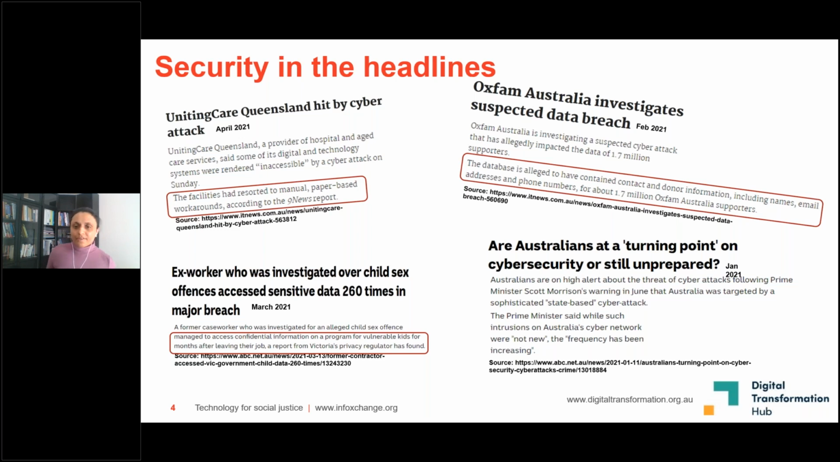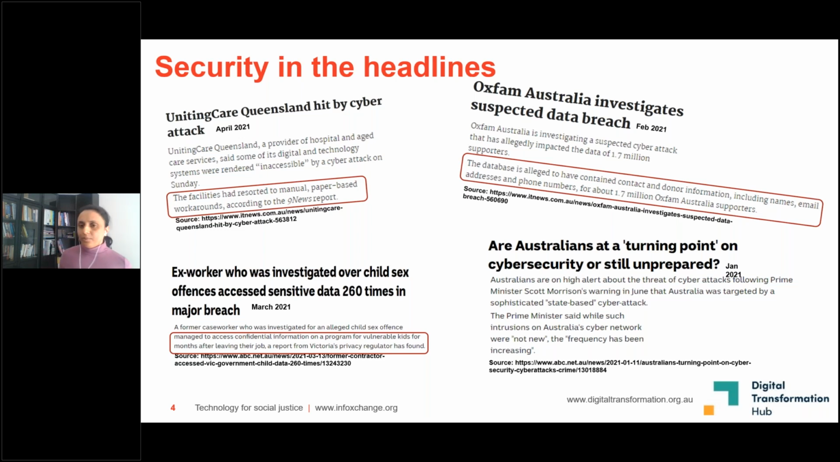On the bottom left, there was an incident involving a caseworker who worked at a community services organisation and had access to an IT system provided by the Department of Health and Human Services. After leaving the position, his access to that system was not revoked, and thereafter he accessed confidential information related to children and committed sex offences.